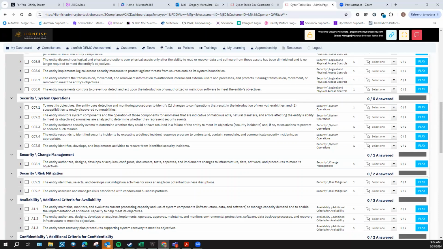The entity evaluates security events to determine whether they could or have resulted in a failure of the entity to meet its objectives, security incidents, and if so, take action to prevent or address such failures. So every year you're going to have to run an incident response plan. You're going to have to run your incident response. So if you don't have any security events, you're going to make some up.